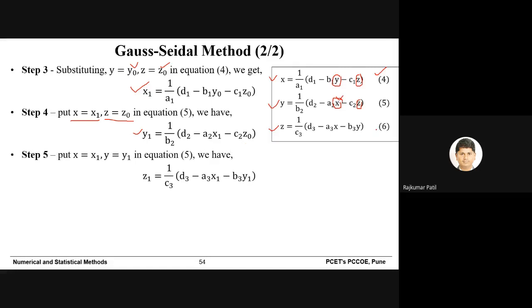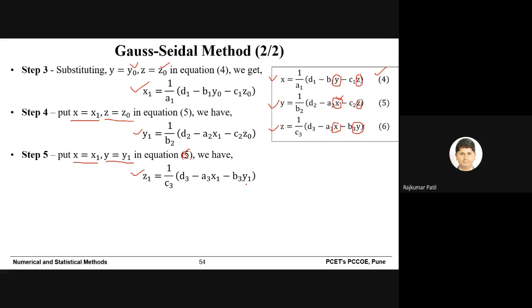Similarly, in equation number 6, there are two unknowns, x and y, and all remaining coefficients are generally known to us. And we have the latest approximations for x and y, so we will put x1 by replacing x and y1 by replacing y. So we will get the new equation: z1 is equal to 1 upon c3 into bracket d3 minus a3 x1 minus b3 y1.